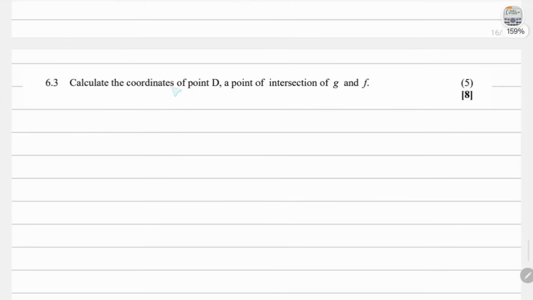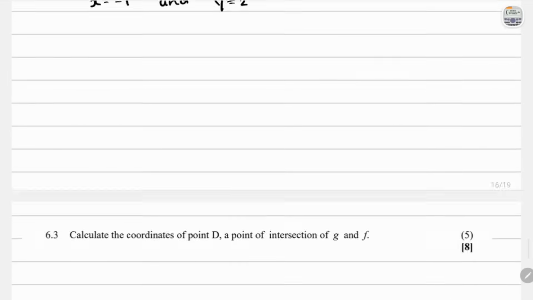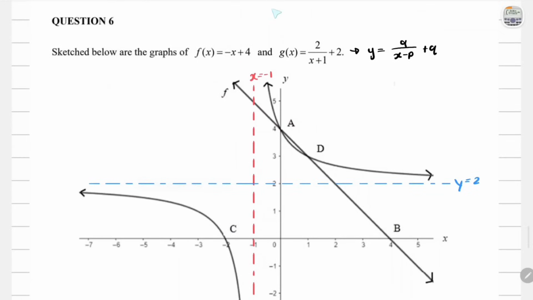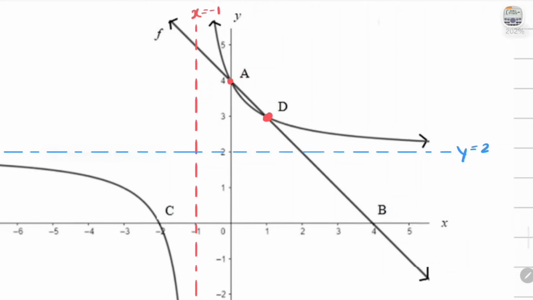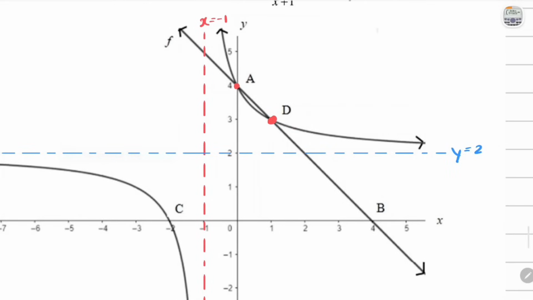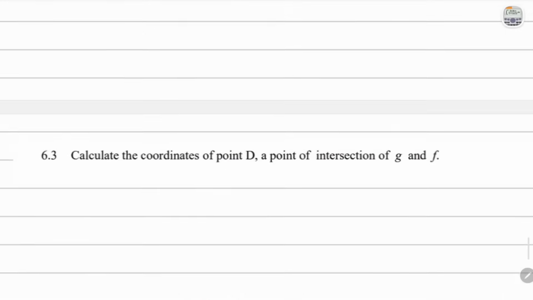Question 6.3 says, calculate the coordinates of D, a point of intersection of F and G. So let's look at where D is. D is over here. But do you see that there are 2 points of intersection? And the first one lies on the y-axis, okay? So we will know that that one, because it lies on the y-axis, its x value is 0. So in order to find that point of intersection, this is the point where the x value and the y value of both graphs are exactly the same. So we're going to equate the graphs. We're going to make those graphs equal to each other.